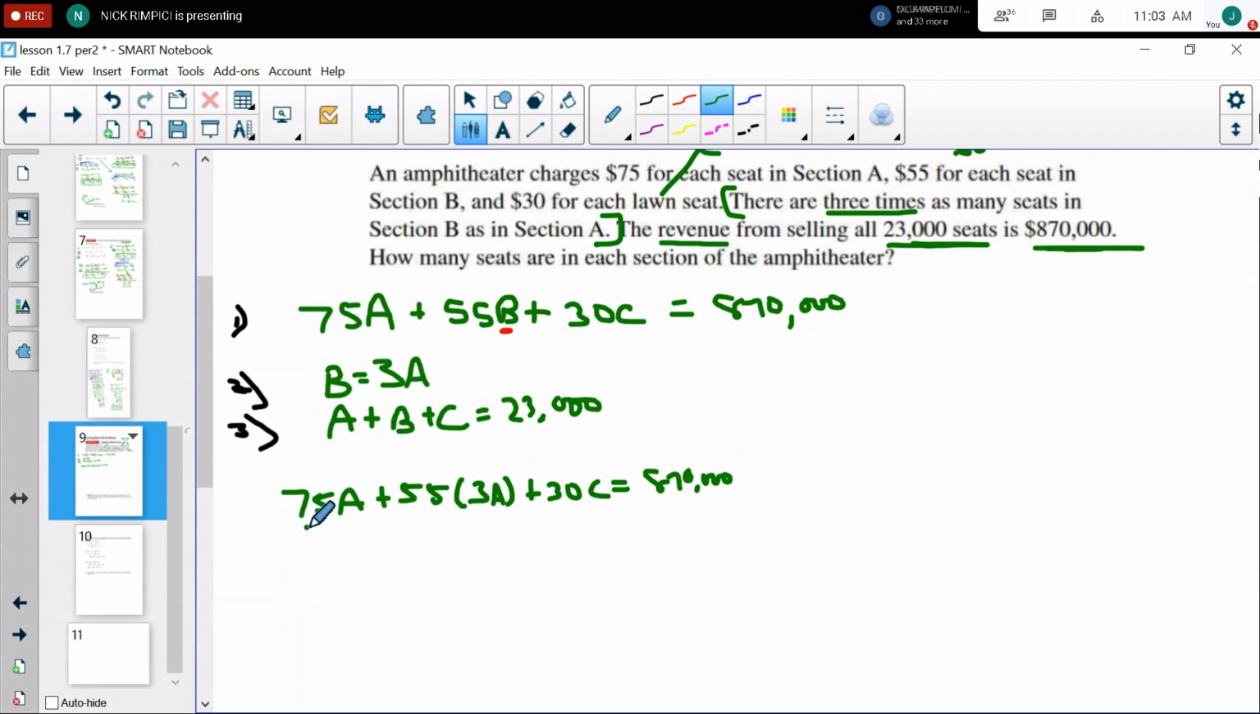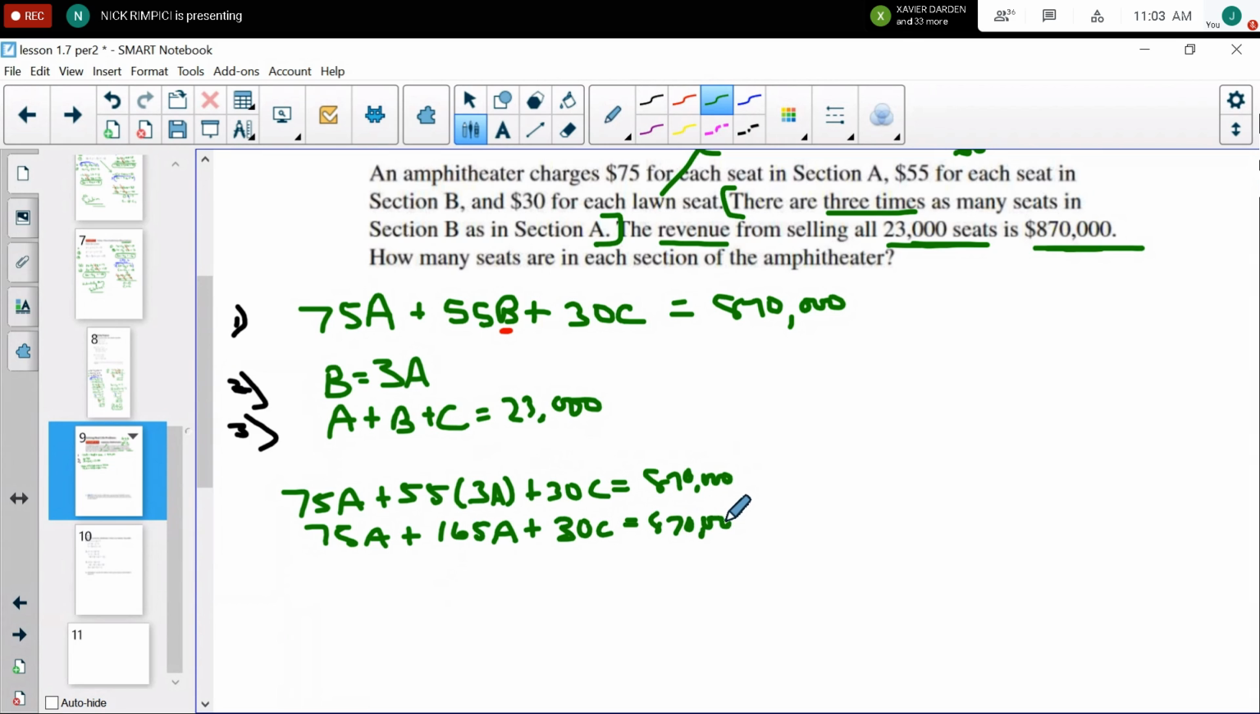So now I can say 75A plus, okay, 55 times 3. 55 times 3, what is that? 165. 165A plus 30C equals 870,000. I didn't do anything except I did one thing.